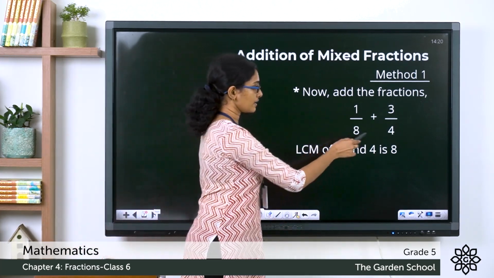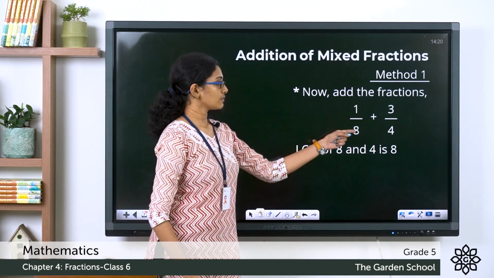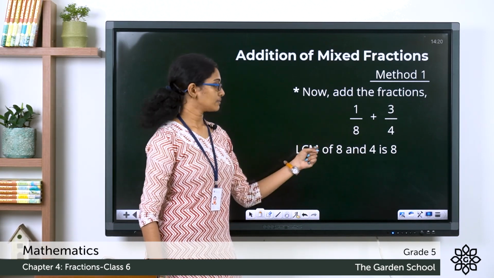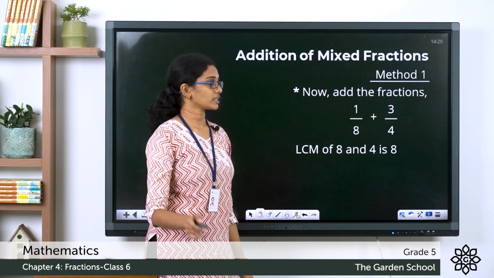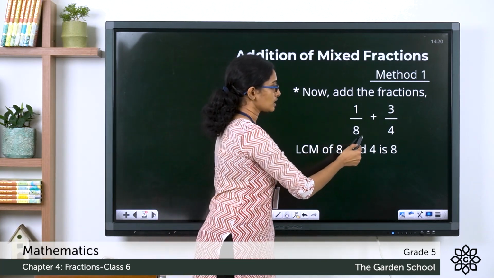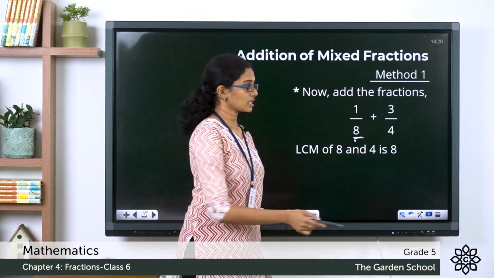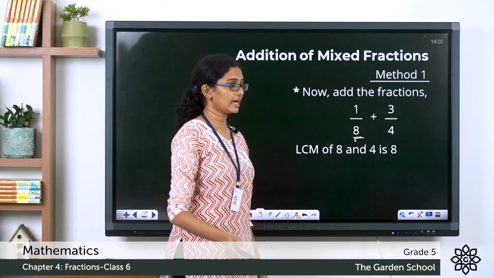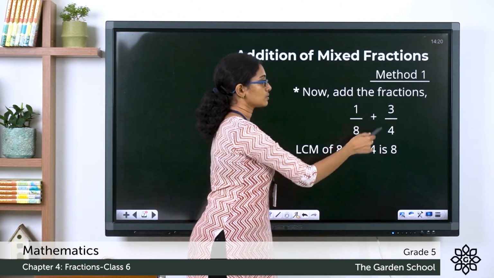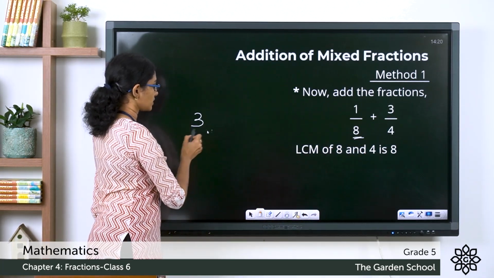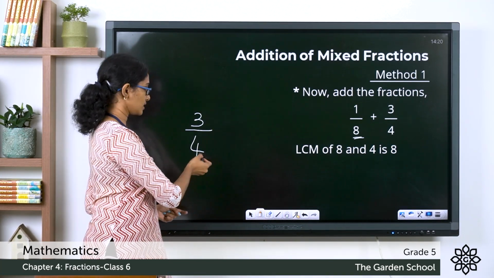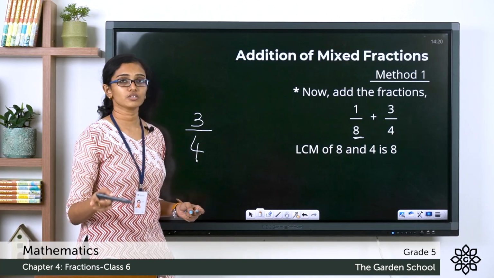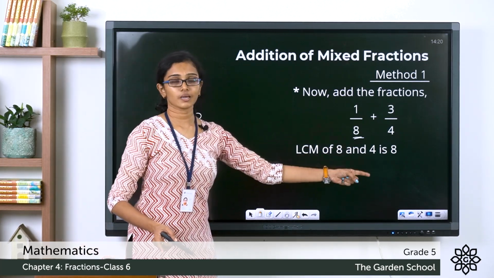Now we have to change the given fractions in terms of this LCM. We have to change the denominators to the LCM we obtained. In the first fraction, the denominator is already the LCM we got, so we don't have to change that. And in the second fraction, 3/4, the denominator has to be changed. 4 has to be changed to 8, which is the LCM we got.